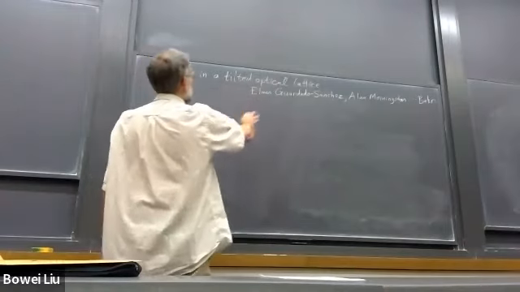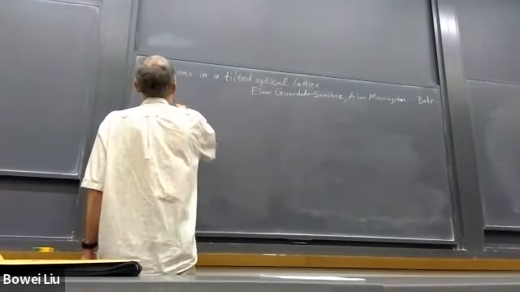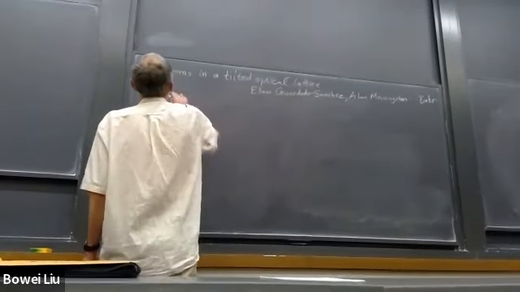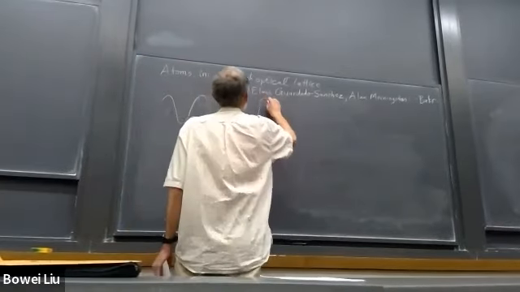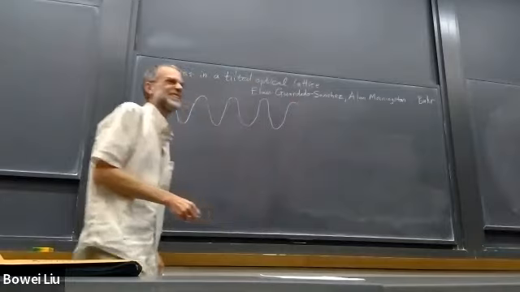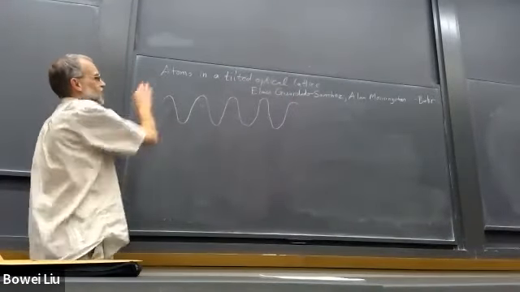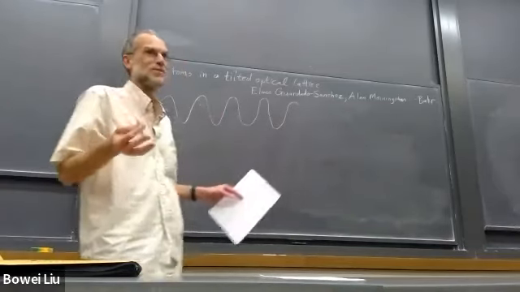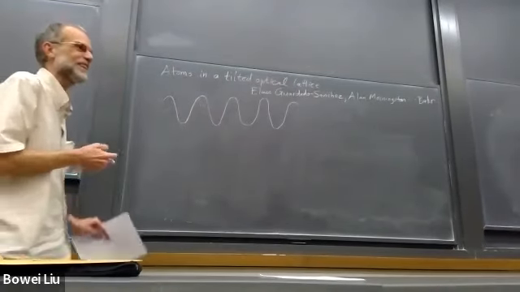So atoms in an optical lattice. I'm just going to talk about some basic stuff. I hope it's not too basic for too many of you, but you are undergraduates, I understand. Right. So these are ultra cold atoms. They're nominally cold on the Kelvin scale, 10 to the -7 degrees Kelvin or something like that.